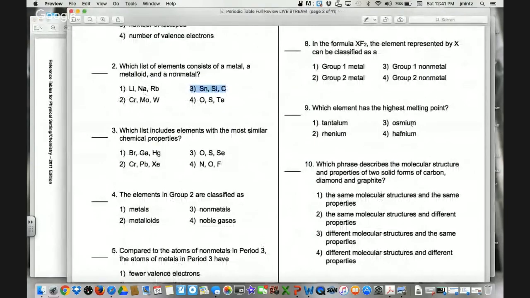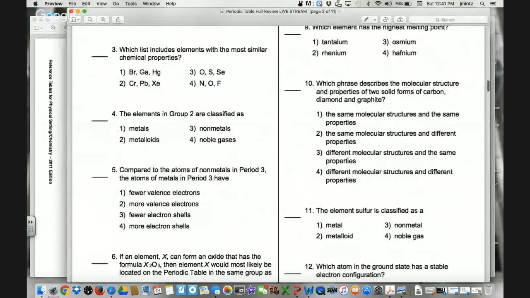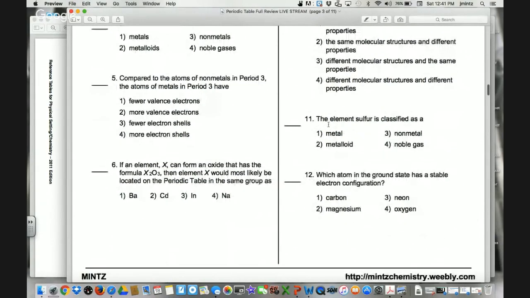and then decide which one is the highest. Okay. Number 10 is showing you a question about allotropes. They're not going to ask you to know the term allotrope, but which phrase describes the molecular structure and properties of 2 solid forms of carbon, diamond and graphite? They're going to have different molecular structures, and if they have different molecular structures, they must have different properties. Your answer's 4.